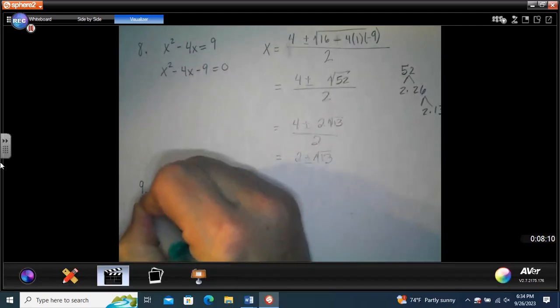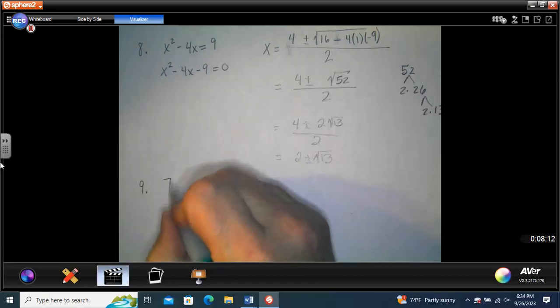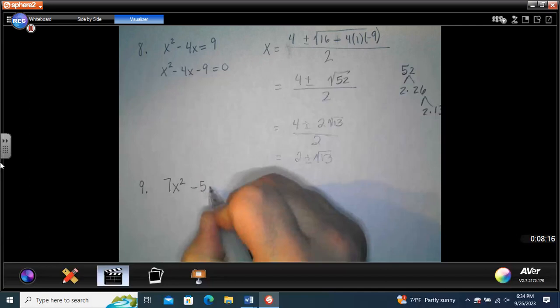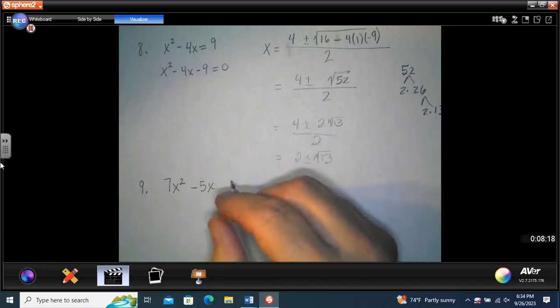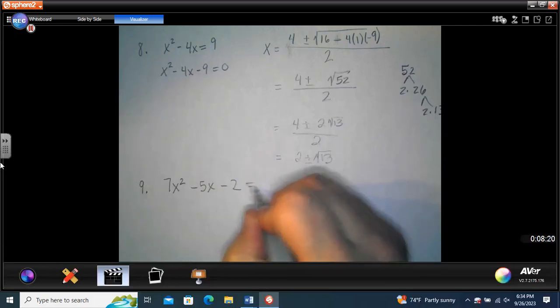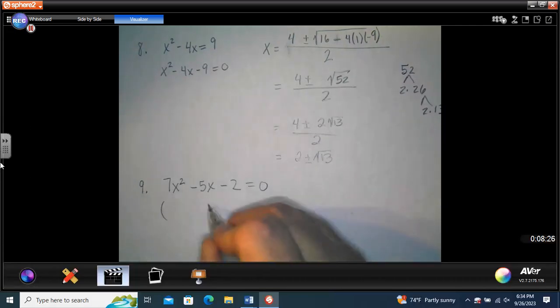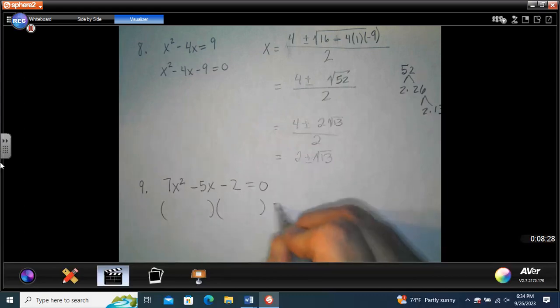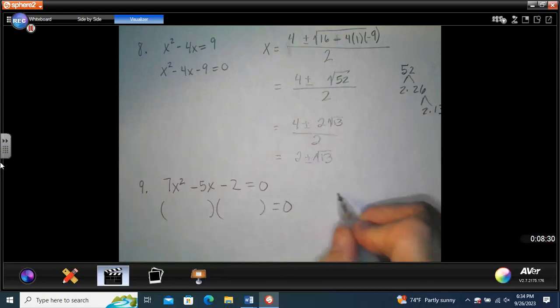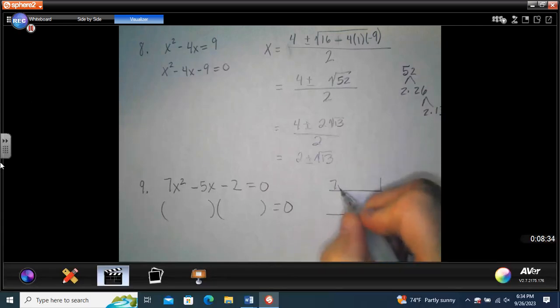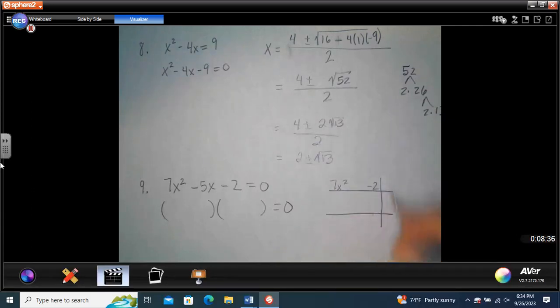Number 9, we have 7x squared. I'm going to move that 5x over all in one fell swoop. And then that's minus 2 equals 0. And I believe this factors. I believe, oops, you guys, sorry, factor puzzle. So 7x squared, negative 2, negative 5x.